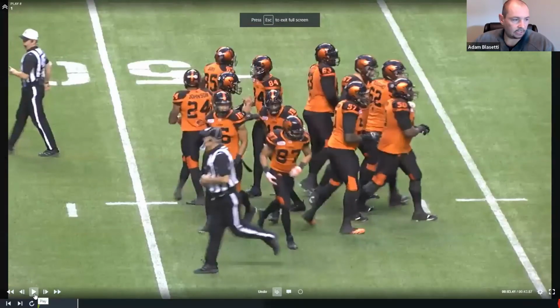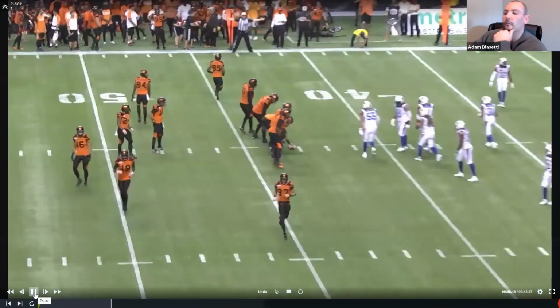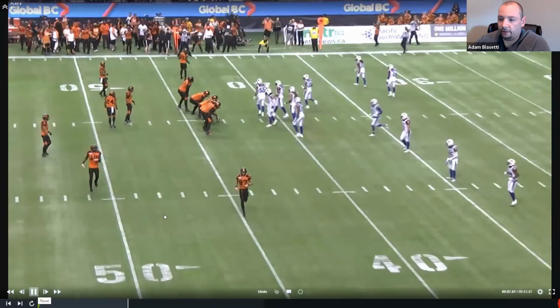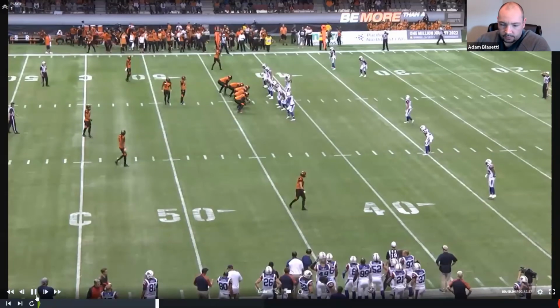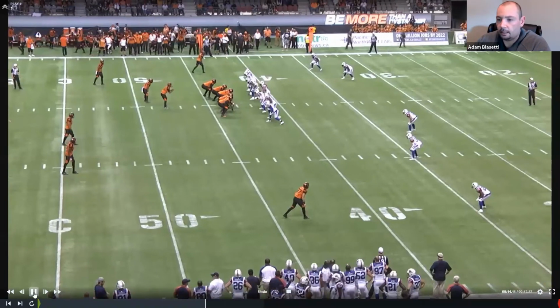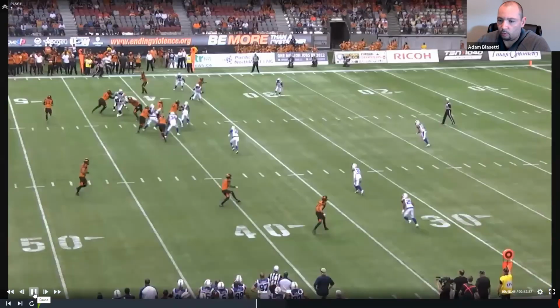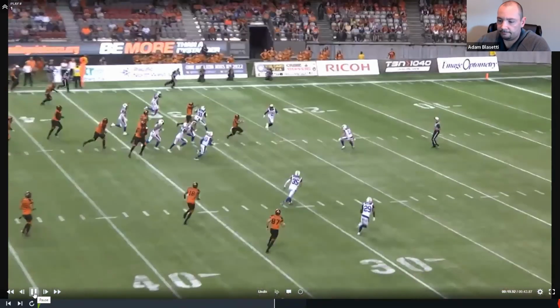So what I did was I cut up some clips of some good tight zone runs from when I was with the Lions for us to take a look at. We'll talk about what we see from a technique standpoint, as well as aiming points and all that kind of stuff.